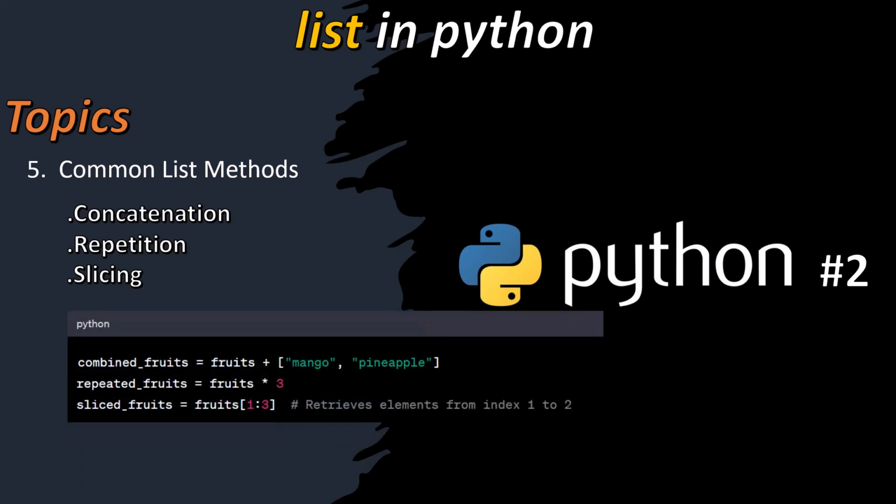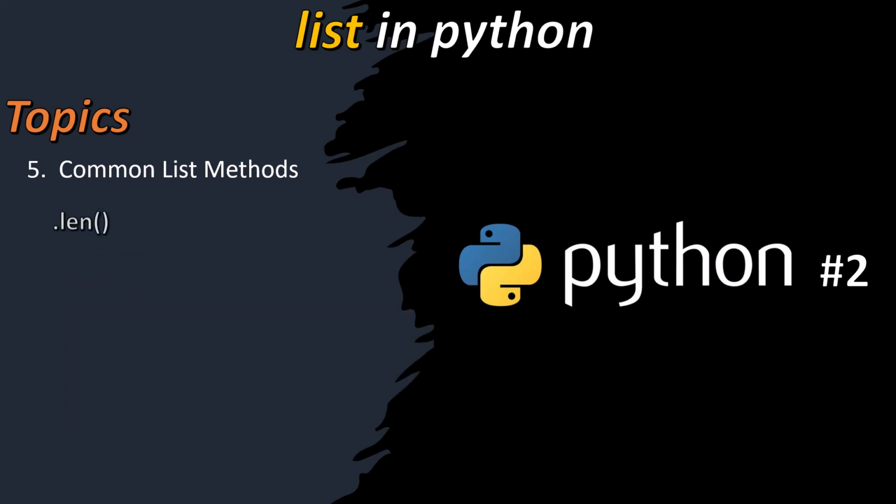Example. combined_fruits equals fruits plus mango, pineapple. repeated_fruits equals fruits star 3. sliced_fruits equals fruits[1:3] retrieves elements from index 1 to 2. Python also provides a variety of methods to manipulate lists.